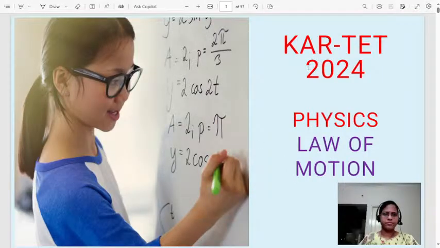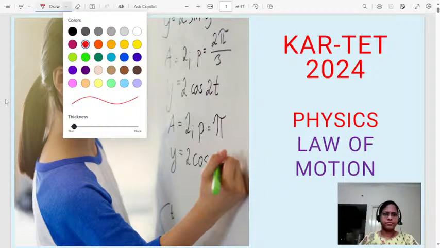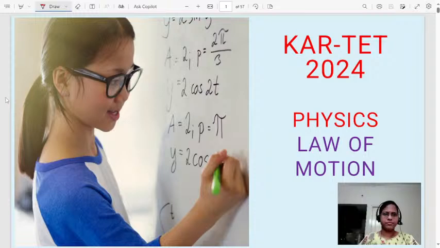Okay, here I am going to discuss Karnataka TET 2024 preparation. The topic is law of motion. Physics law of motion. Let us discuss a few MCQ questions based on the topic law of motion. From now onwards, I am trying to take at least one class every day for Karnataka TET 2024 preparation.